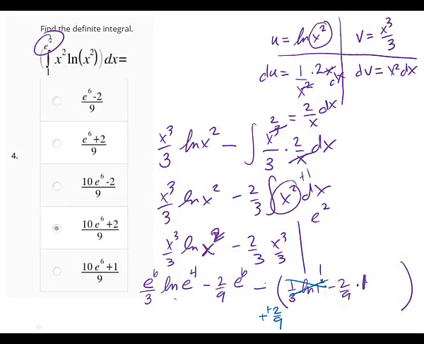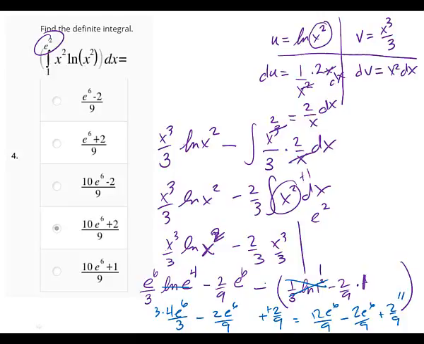All right, here, what happens with the natural log and the e? They cancel. So I really have 4e to the 6th over 3 minus 2e to the 6th over 9. So here's where it gets tricky. We've got to get a common denominator, right? What do I have to multiply the 3 by to get a 9? 3. So I need to multiply this by 3. So that gives me 12e to the 6th over 9 minus 2e to the 6th over 9 plus 2/9.